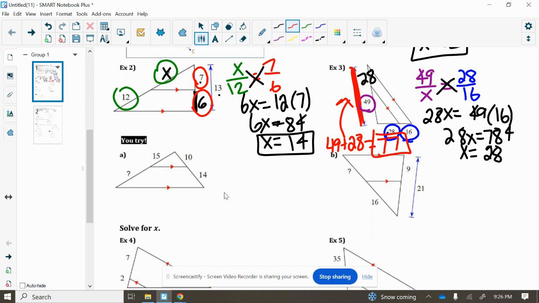Okay. The next example is for you to try. You are finding that missing segment. The next one, you are also going to end up finding our missing segment over here.